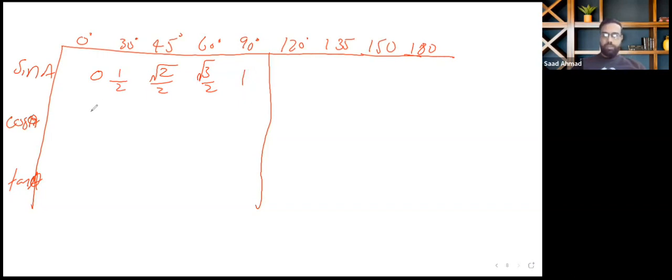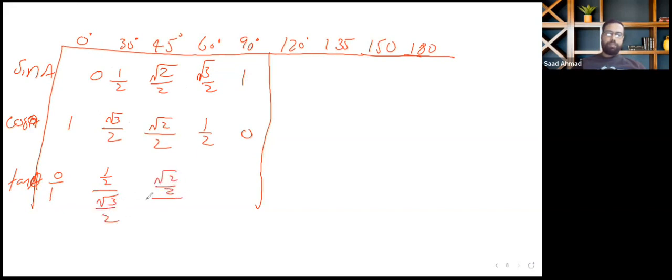Then what you do, you just write them in the opposite order here. And then for the tan, just divide the above one by the below one. So 0 divided by 1, 1 over 2 divided by... You cannot divide anything by 0. You cannot divide 1 by 0, right? So now let's divide them.